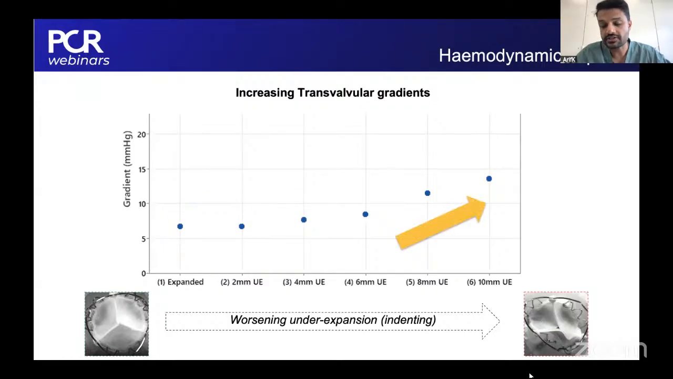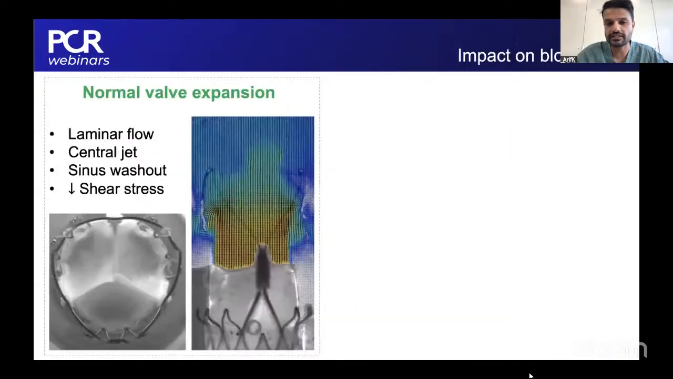Predictably, as you start to increase the degree of underexpansion, your gradients do rise. But importantly, you don't quite hit that threshold of the VARC3 technical failure of 20 millimeters of mercury. So what does this mean? I think perhaps one suggestion coming from this is that gradients may not be the marker or the signal that we have underexpansion. So you finish a TAVI, no PVL, no gradients, you may still have very significant underexpansion. And now we need to understand whether that's relevant.